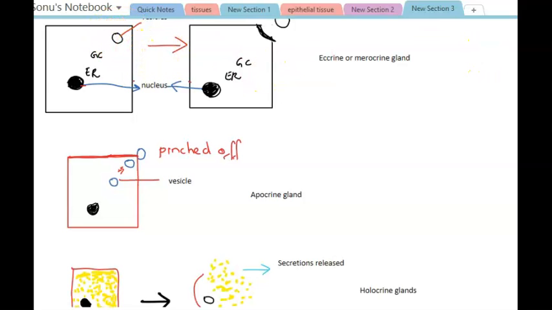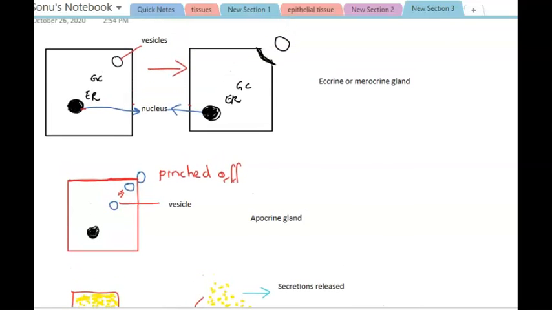And these secretory vesicles reach the surface of the cell and they perform exocytosis and they are released. So this type of gland is called eccrine or merocrine gland. Most of the glands are eccrine or merocrine. The salivary glands, pancreas, everywhere saliva is secreted in this manner.